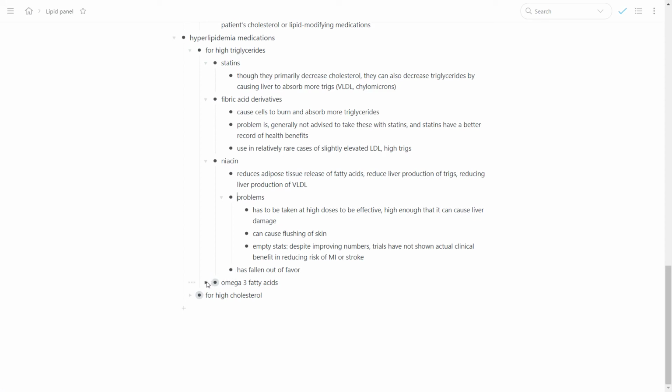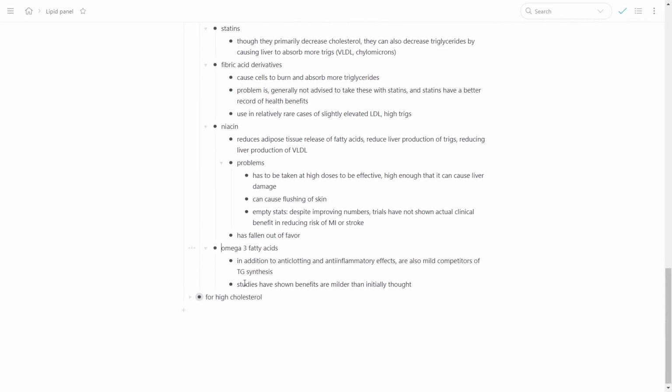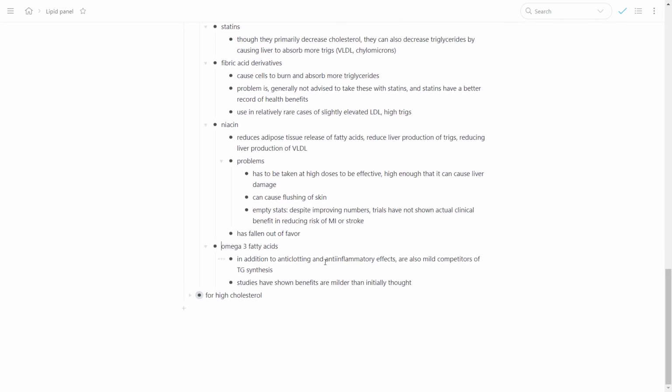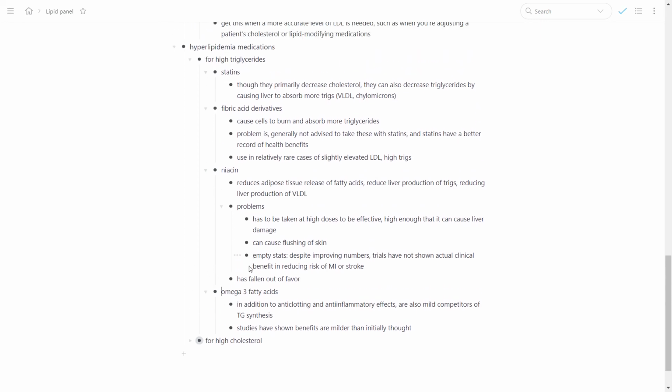And next up is the omega-3 fatty acids, otherwise known as fish oil. It can come from other sources too. And in addition to their well-known anti-clotting and anti-inflammatory effects, they are also mild competitors of triglyceride synthesis, particularly in the liver. But studies have shown that the benefits are milder than initially thought. This is kind of an optional medication. If the patient is interested in trying it, it's fine, but it's not quite a must use.